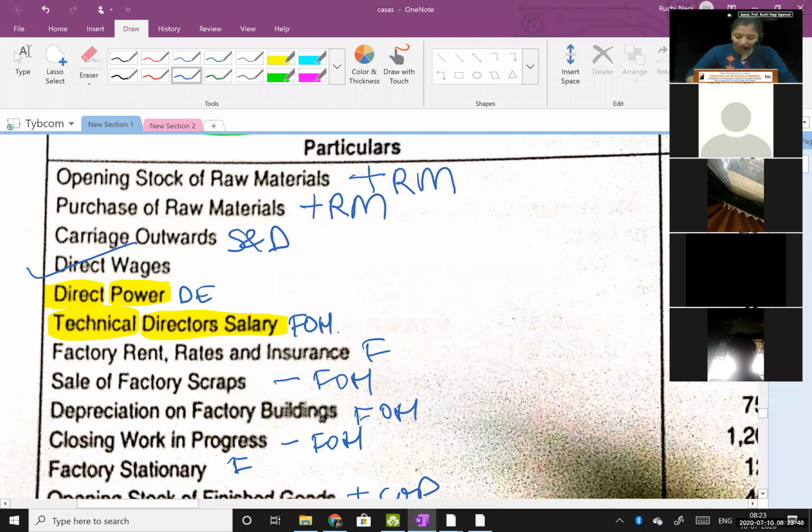Am I clear about technical director? Just acknowledge it in the chat box. Is technical director salary point clear to everyone?